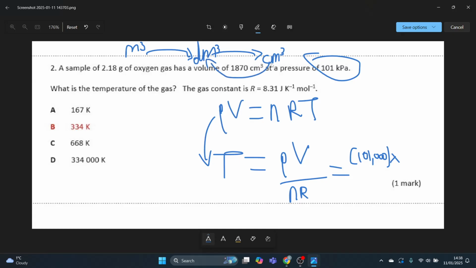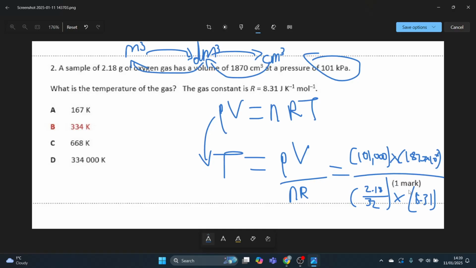We want it in meters cubed, and we're given centimeters cubed, so we need to divide by 1000, then divide by 1000 again. So we need to times by 1870 times by 10 to the power minus 6. We're dividing by a million. Divided by the number of moles, 2.18, of oxygen gas, Mr is going to be 32, times by R, 8.31. If it's not given in the question, it's always going to be 8.31. You can assume that.